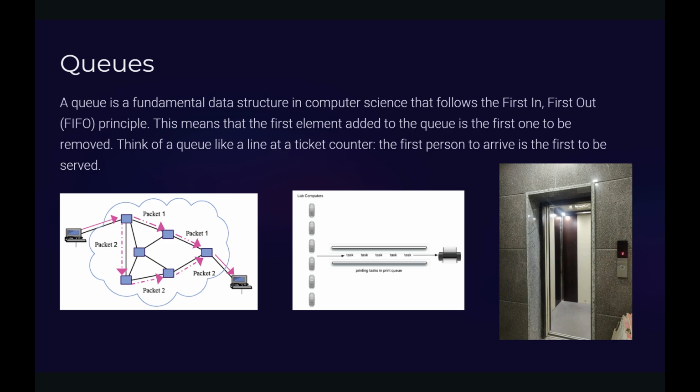For example, in a network, if all the computers want to share a packet, then the first one to share the packet is the first one removed from the server. This is the basic example. The second example is if there is one printer and it has more than one task, then the first task is prioritized first, and it is removed after the completion of the task. And the last example is an elevator or a lift.